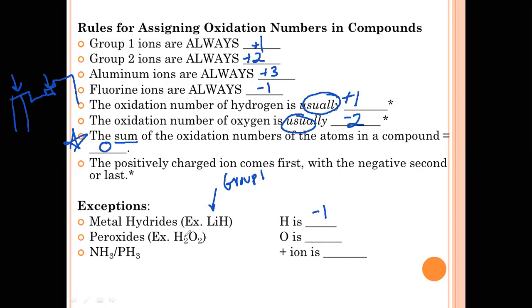Peroxides are also weird. Instead of O being -2, it's -1. And then these two examples are where the positive ion is actually second. Usually the positive ion is written first, but in this one, nitrogen is -3 and hydrogen is +1. So you can see that the positive comes second.